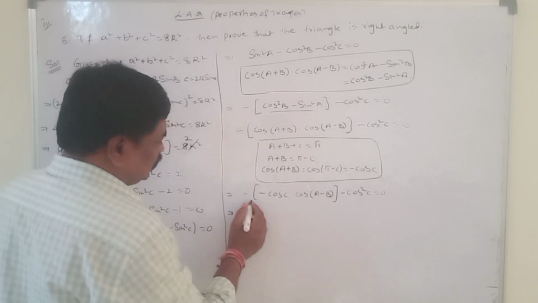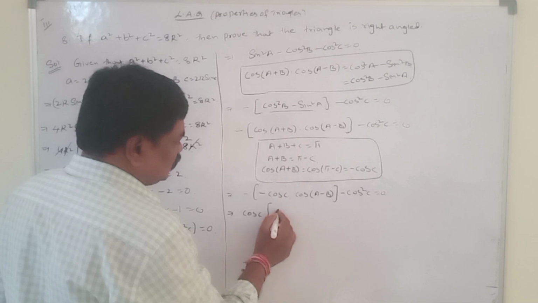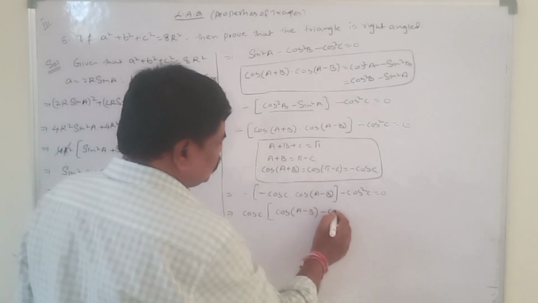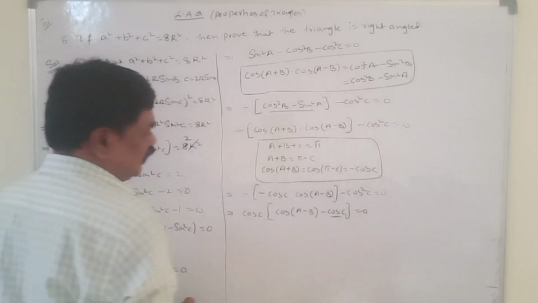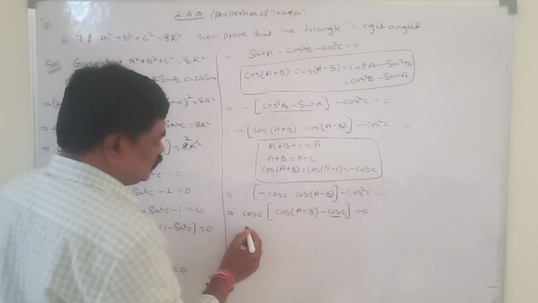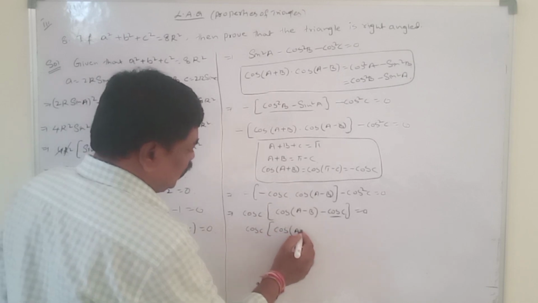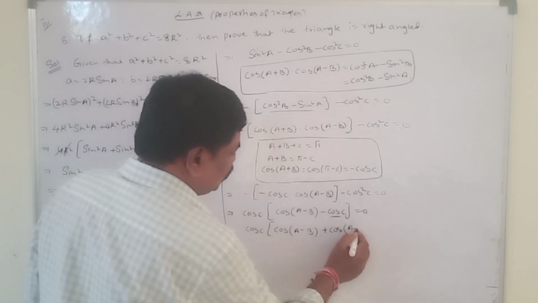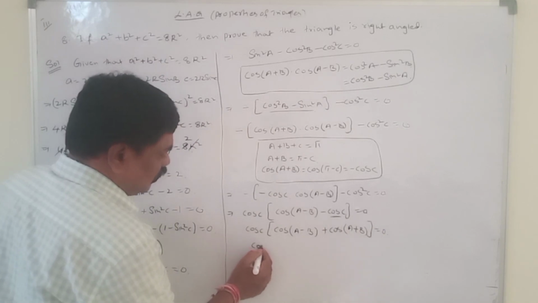This can be written as minus into minus, plus. So cos c common. This is cos of a minus b minus cos c equal to 0. This cos c can be written as, cos c is equal to what? Minus cos of a plus b. So this is cos c into cos of a minus b, minus into minus plus, cos of a plus b.